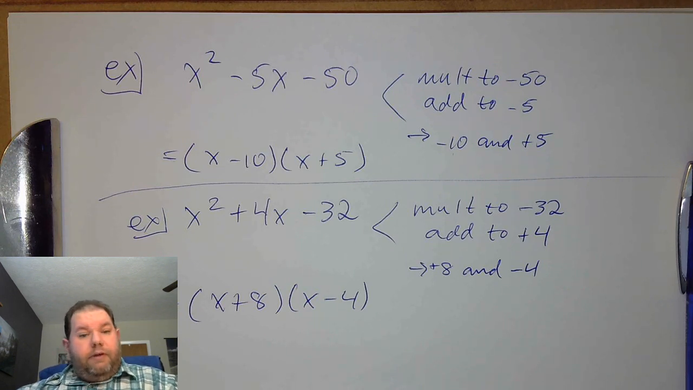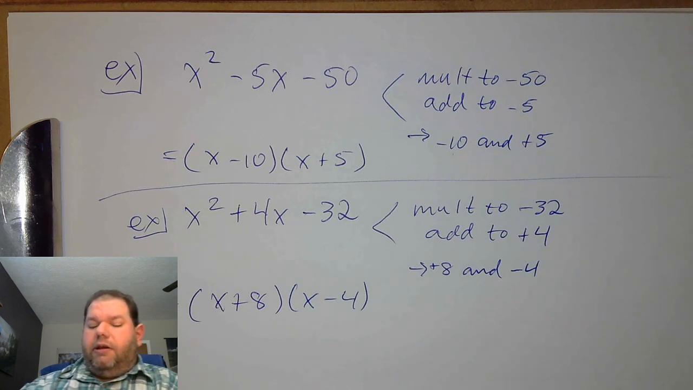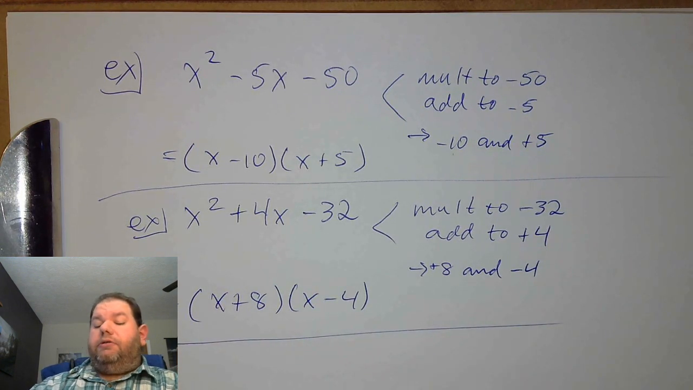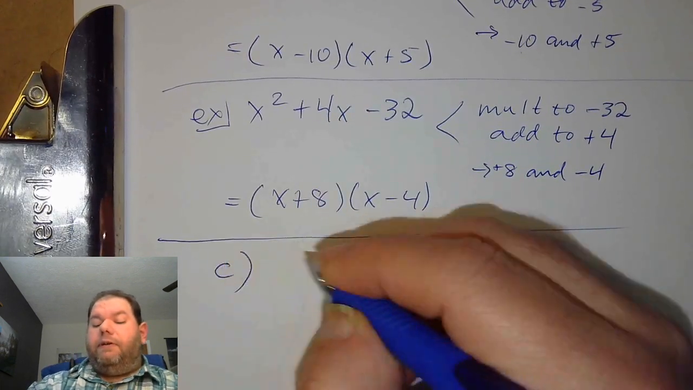So that really covers everything that we need to do with this case where we have a trinomial, or quadratic trinomial, and a is equal to 1. Now we need to look at the case where a is not 1. I think we're up to part C.